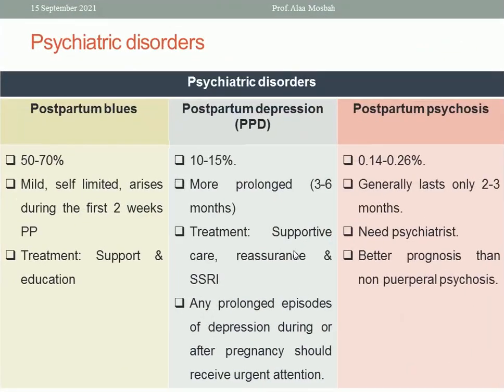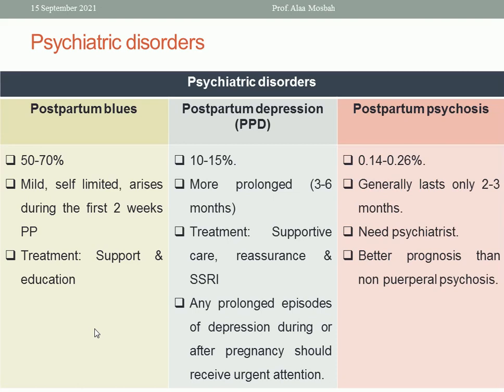Psychiatric disorders include postpartum blues, postpartum depression, and psychosis. Postpartum blues occur in 50 to 70% of patients, and this is mild and self-limited, and occurs during the first 2 weeks and resolves spontaneously. And the treatment is just support and education to the patient.